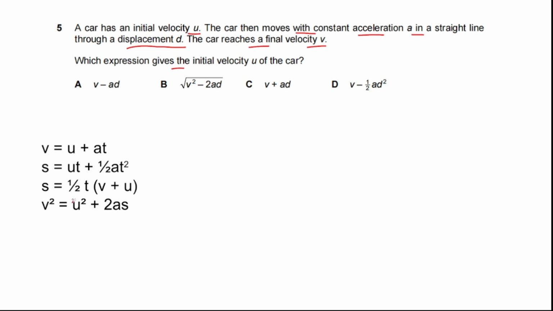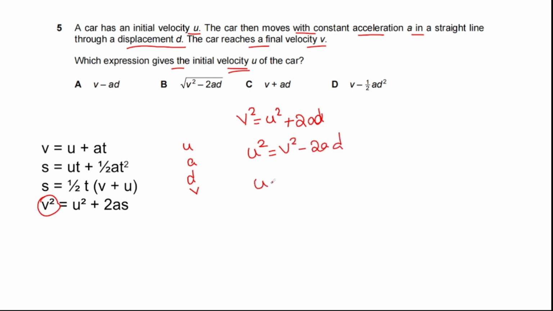These are the equations of motion. Since you have the initial velocity and the acceleration, the displacement and the final velocity, you have to choose the last formula, which is v square is equal to u square plus 2as. So here the distance is represented by d. So the subject should be the initial velocity. So u square is equal to v square minus 2ad. So u is equal to square root of v square minus 2ad. So the correct option is option B.